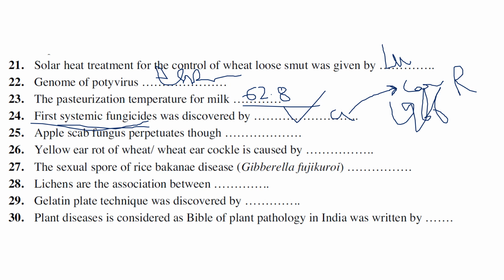Okay. So the apple scab fungus perpetuates through, generally in the form of perithecia in the fallen leaves.